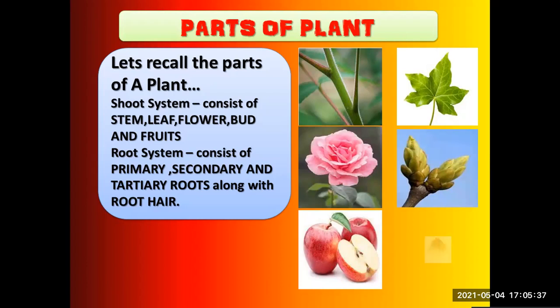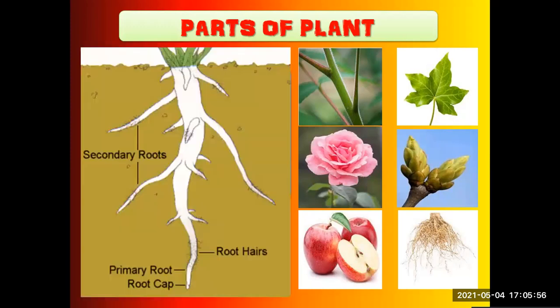And when we talk about the root system, it consists of the primary root, the secondary root, and the tertiary root. The primary root develops first, and from the primary root, the secondary roots develop, and from the secondary, the tertiary roots. Let's see the image.